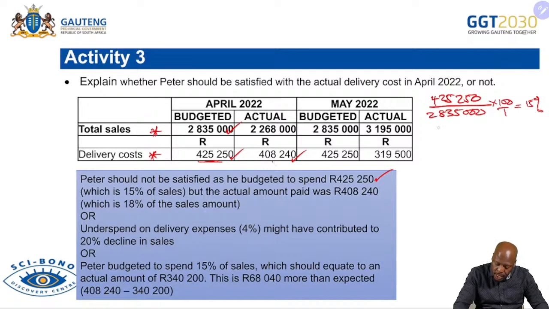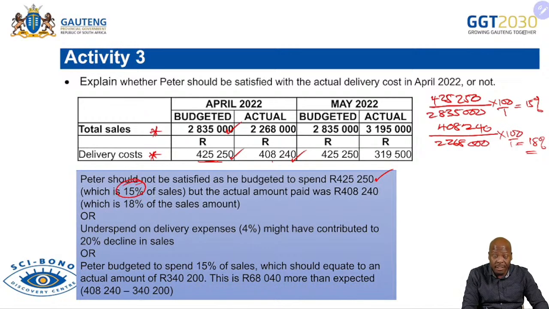So 408, if you take your 408,240, you divide it now by the 2,268,000. You multiply that by 100 over 1, then you will get your 18%. So he had budgeted to spend 15% of his sales on delivery, but he ended up spending 18% of his sales on delivery. Should he be satisfied?